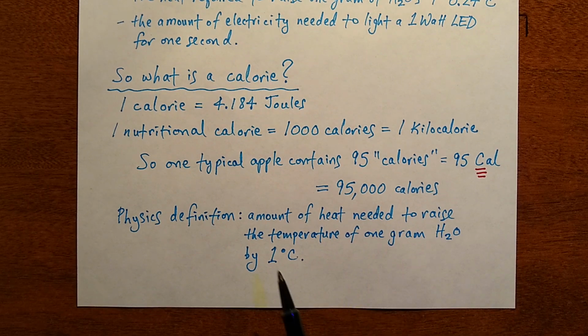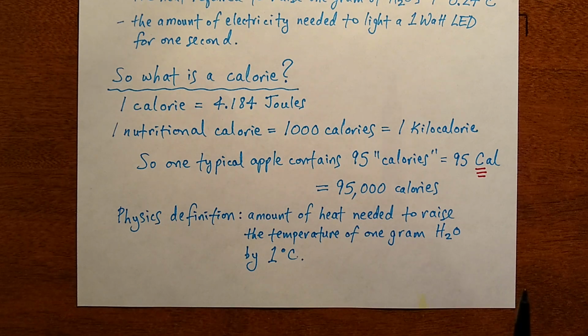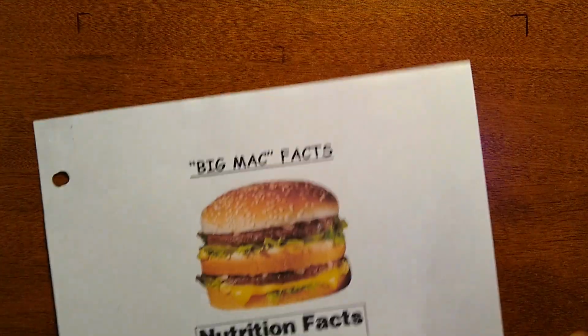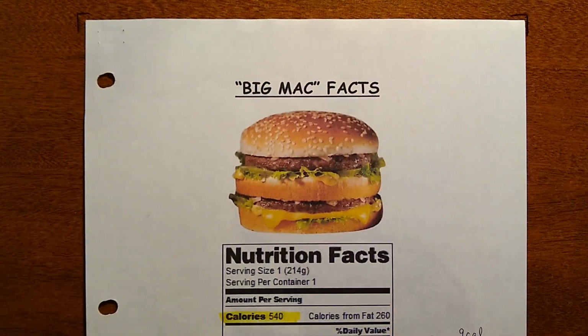The physics definition of a calorie is the amount of heat you have to add to raise the temperature of 1 gram of water by 1 degree Celsius. So that's a nice definition. We can kind of get a grasp on that. 1 gram of water is a very tiny amount of water. But that's what joules and calories are. And for instance, I can show you a very easy way to calculate the calorie content of food.